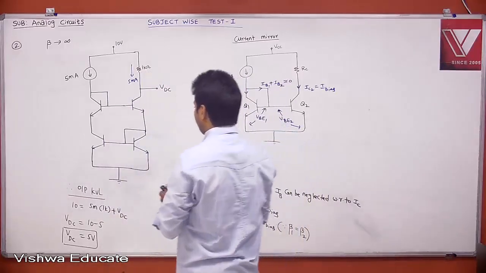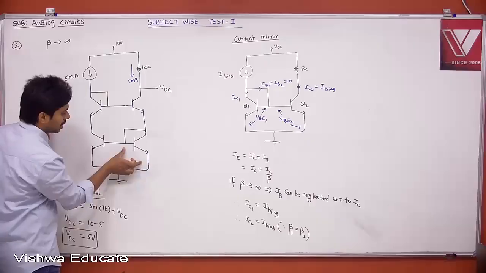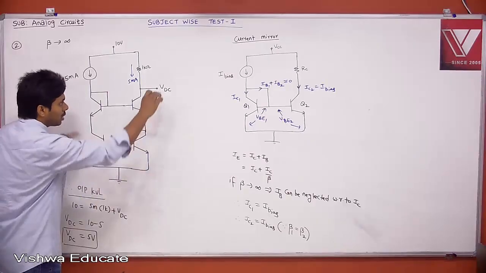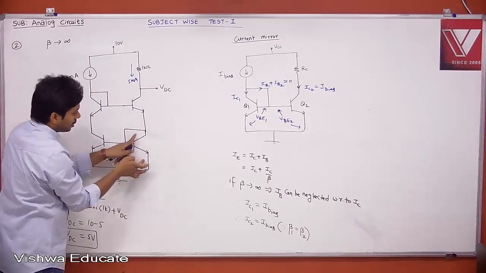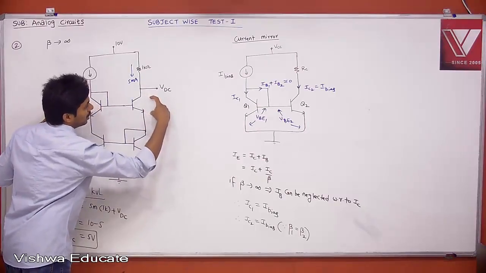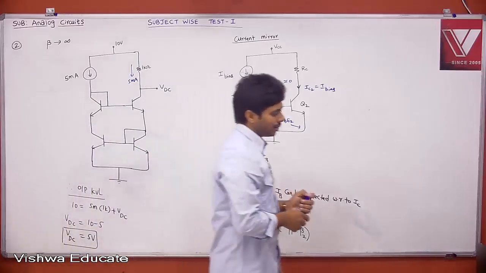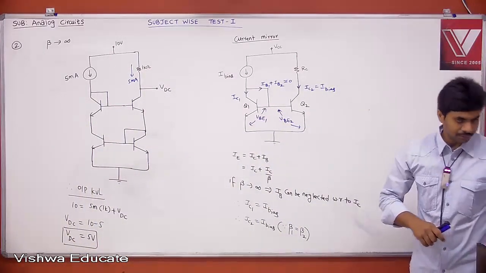Maybe for your check, what is VC of this? VC of this is nothing but VBE. What is VBE? 0.7. Out of 5, 0.7 is gone here. The remaining 4.3 will be coming to this transistor. 4.3, therefore this is in the active region. Okay, fine. Therefore, the answer is 5 volt.